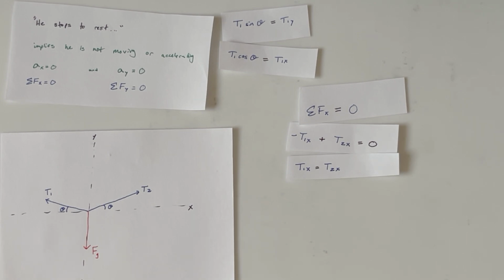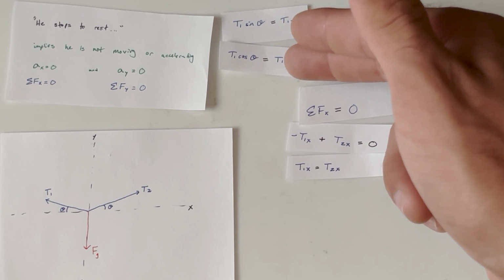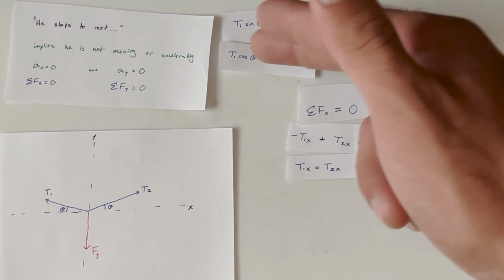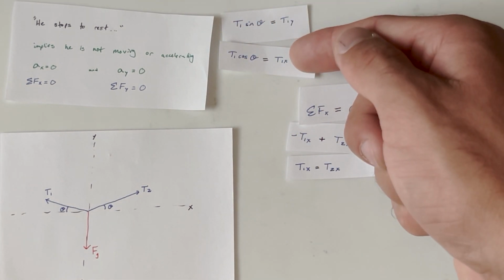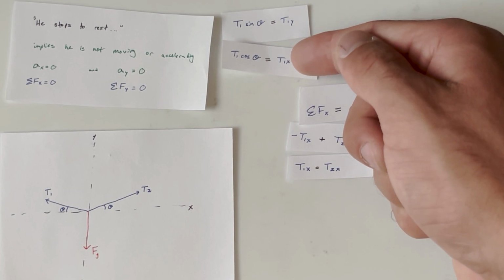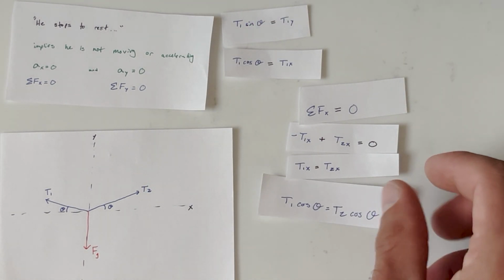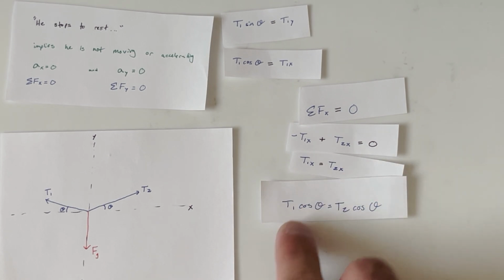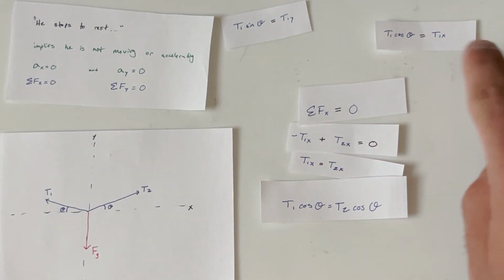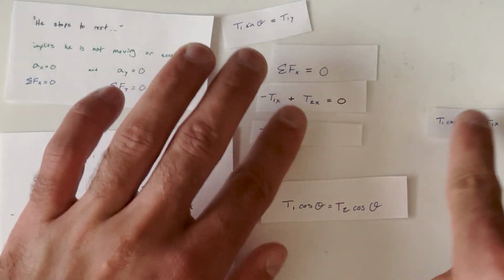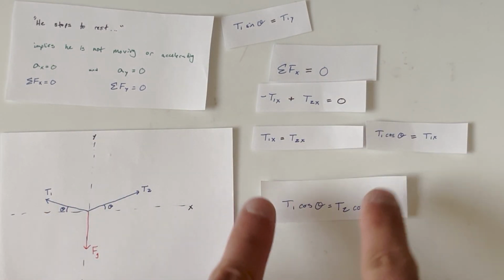So what we're going to do now is we're going to expand, right? What we said earlier is we don't want tension 1x because that's not specific. We want it in terms of just tension 1. So we found earlier that tension 1x is equal to tension 1 cosine of theta. So what I did here is I went ahead and replaced tension 1x with tension 1 cosine of theta. This and this just came together to create this.